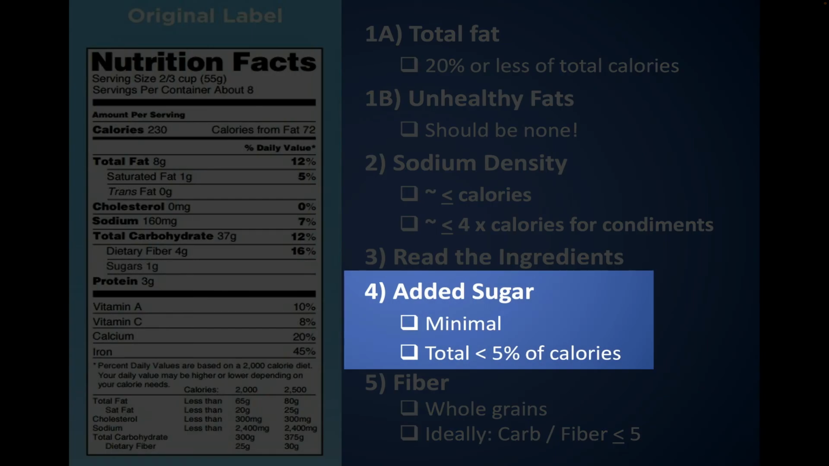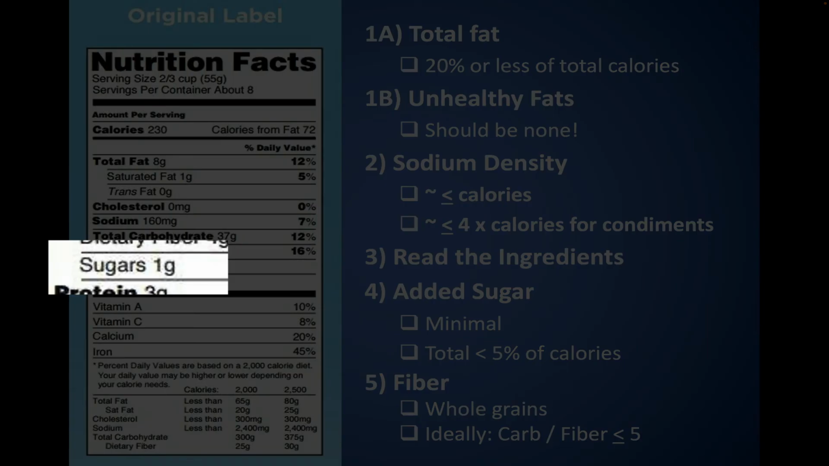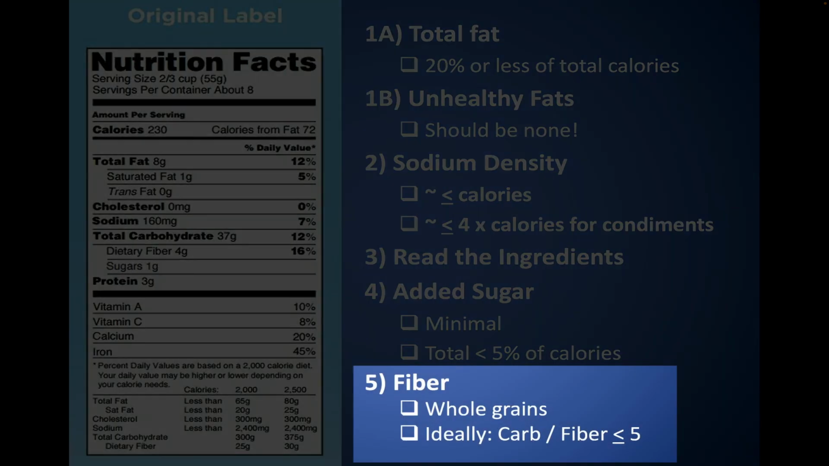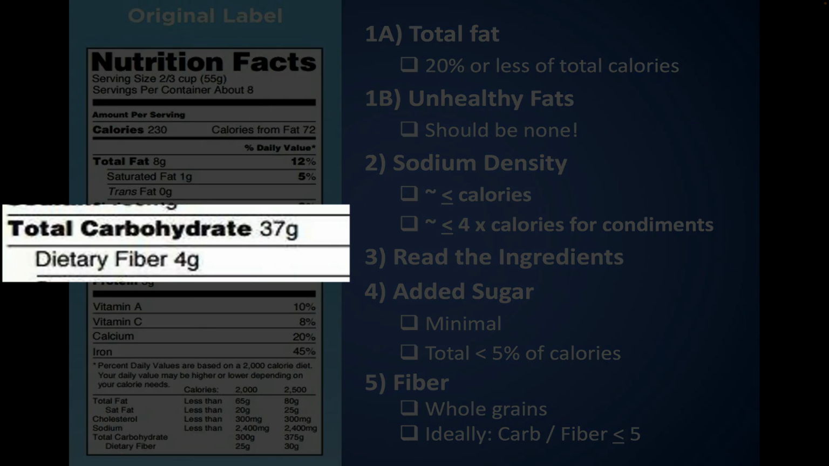Number 4, we want to look at sugar, in particular added sugar, which we want to be minimal. The total calories of added sugar should be less than 5% of the total calories. Number 5, we want to look at fiber. In particular, we want to be sure that the grains are whole grains, and we want to see that carbohydrate to fiber ratio less than or equal to 5.